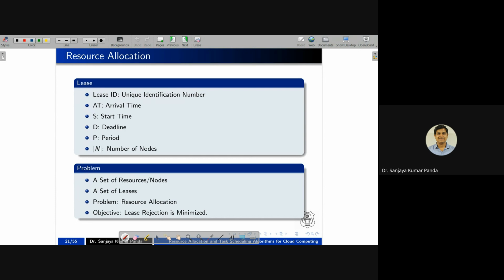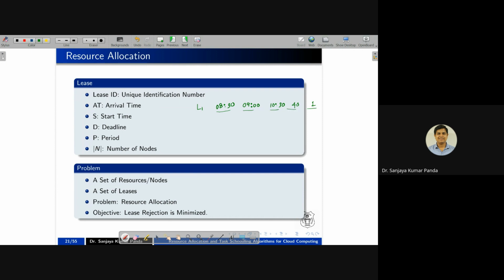So if you want to define a lease L1, for example, its arrival time is, let's say, 8:30. Okay, at 8:30 it has arrived at the cloud service provider, but it is going to start at 9. Its deadline is 10:30, the period is 40 minutes, and the number of nodes required is 1. So if you want to define a particular lease, you have to specify these parameters, right?